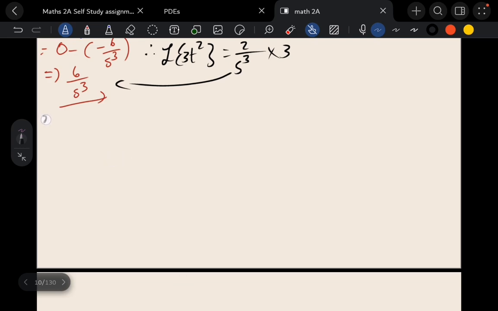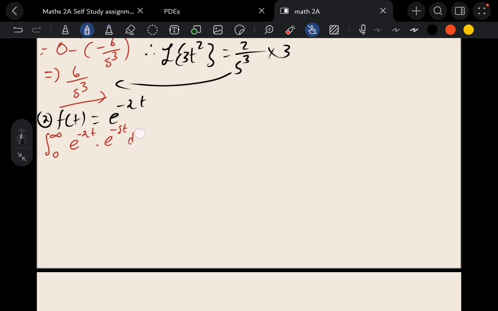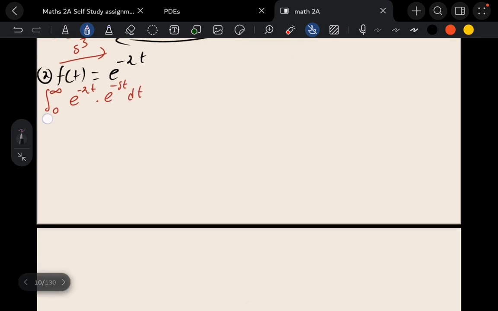Right. Number 2, your f of t now is e to the power negative 2t. So, integral from 0 to infinity. I'm no longer going to do this thing for k. You know you need to do it. So it's e to the power negative 2t times e to the power negative st dt. The bases are multiplying each other. Simplify. E to the power negative in bracket s plus 2, t dt.